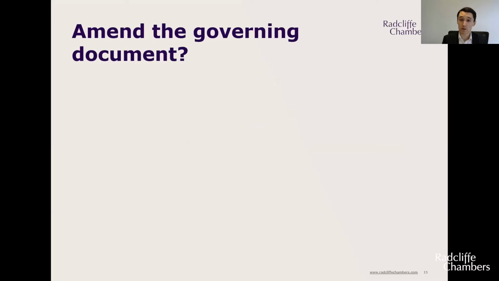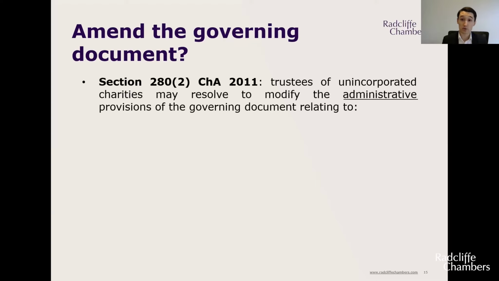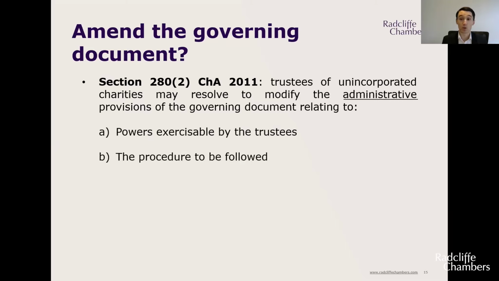One question your clients might have is whether they can simply amend the governing document themselves to introduce a power to incorporate. After all, Section 280 of the Charities Act gives trustees of unincorporated charities the power to amend administrative provisions which relate to the powers exercisable by the trustees or the procedures they must follow.